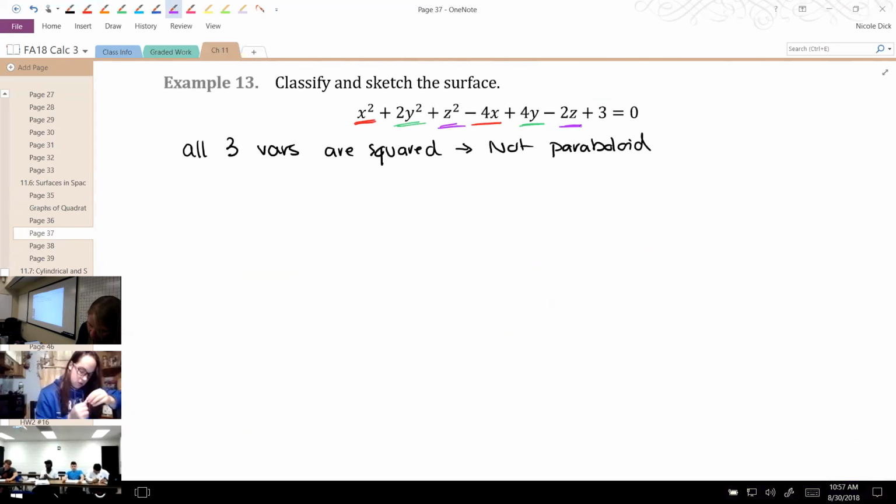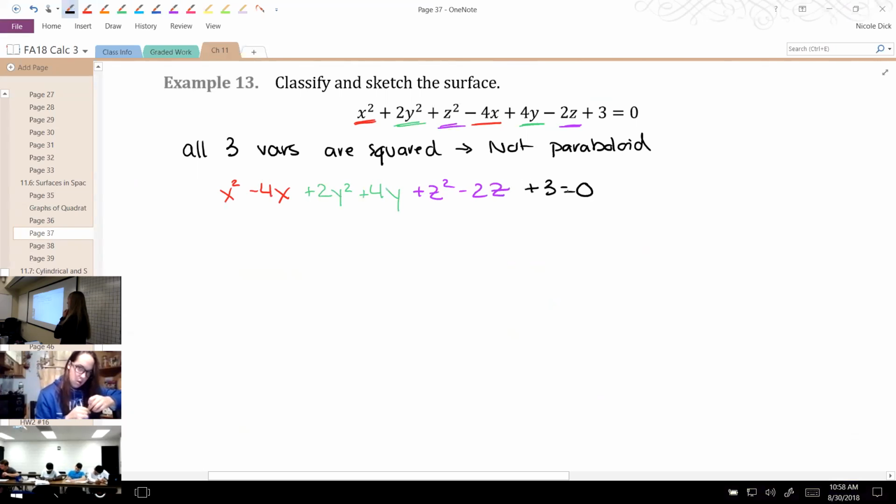So let's do it. All right, if I just first rewrite my equation, I'm going to have x squared minus 4x plus 2y squared plus 4y plus z squared minus 2z, and I'll just leave that plus 3 over here. If you want to move it to the other side, that's fine, whatever you're comfortable with. We won't do the completing the square on every single one of them. That's something I'll assume you guys know how to do. We'll review it once, and then I'll just give you the answer for the rest of them.